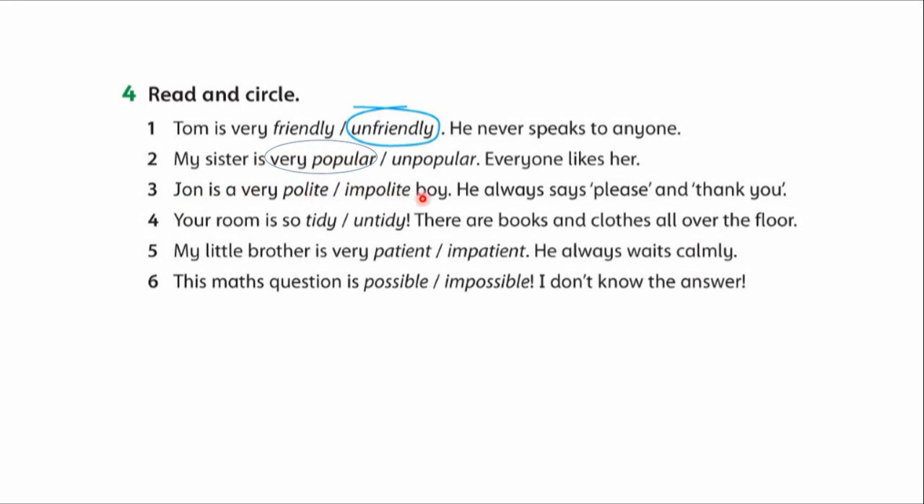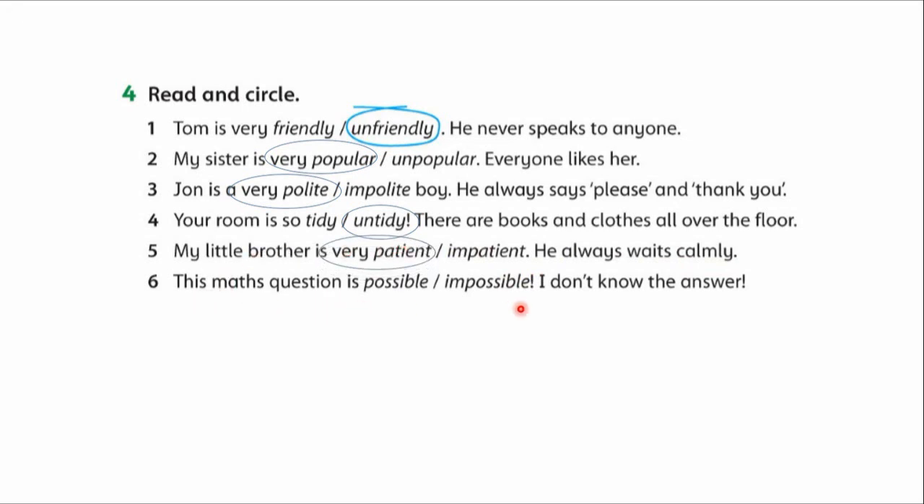John is a very polite, impolite boy. He always says please and thank you. The correct word is polite. Your room is so tidy, untidy. There are books and clothes all over the floor. The correct word is untidy. My little brother is very patient, impatient. He always waits calmly. The correct answer is patient.